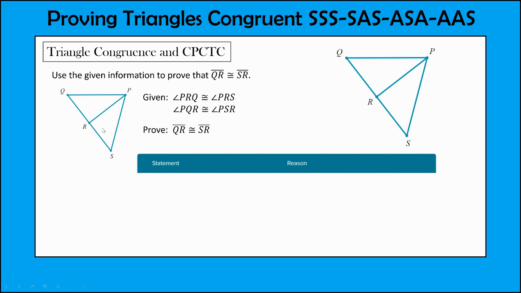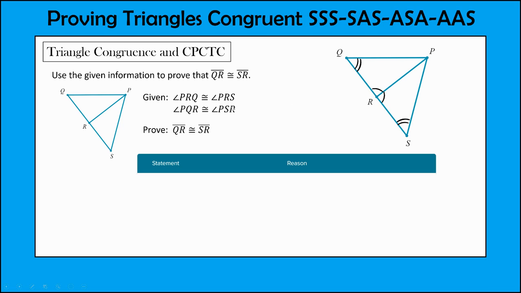So notice now, this looks just like the other problems we've done, but they're telling us they want us to prove that QR is congruent to SR. So they want us to prove QR and SR are the same length. All right, and here's our given information. So let's go ahead and take our given information and put it in our drawing. Okay, so PRQ, this angle, and PRS, those angles are congruent. That's a given. We're told that PQR and PSR, those two angles are congruent.